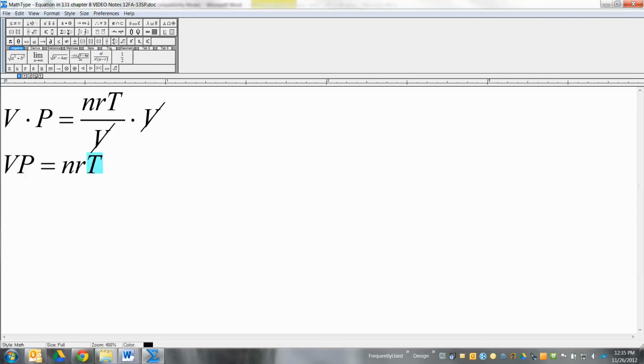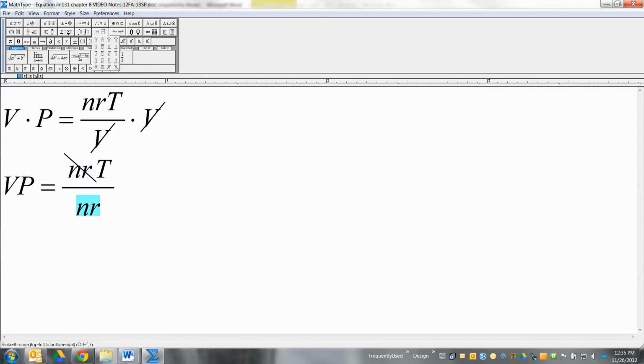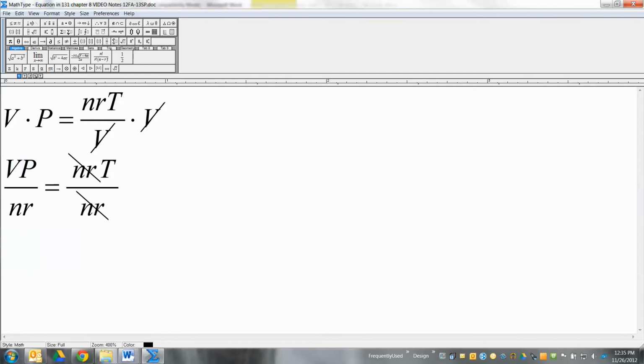Now you want to get the t part by itself. So you want to get rid of this n and this r. Now they are currently multiplied by t. So what you're going to do is divide by n and r. That way you can take n and r, divide it by n and r, and it's going to go away. But you can't do it to the left without doing it to the right as well. So n and r over here. So you get t is equal to Vp over nr.